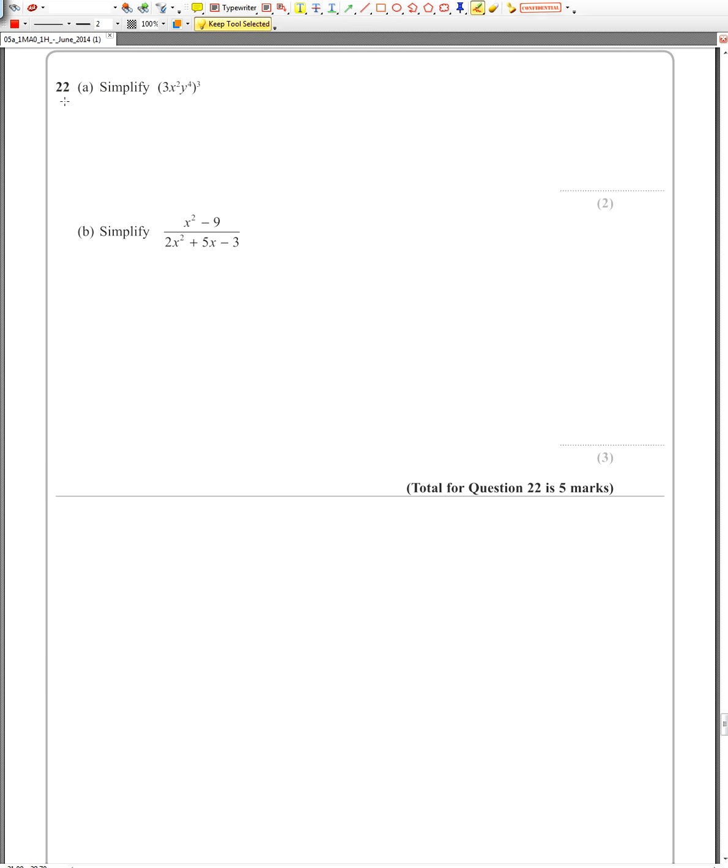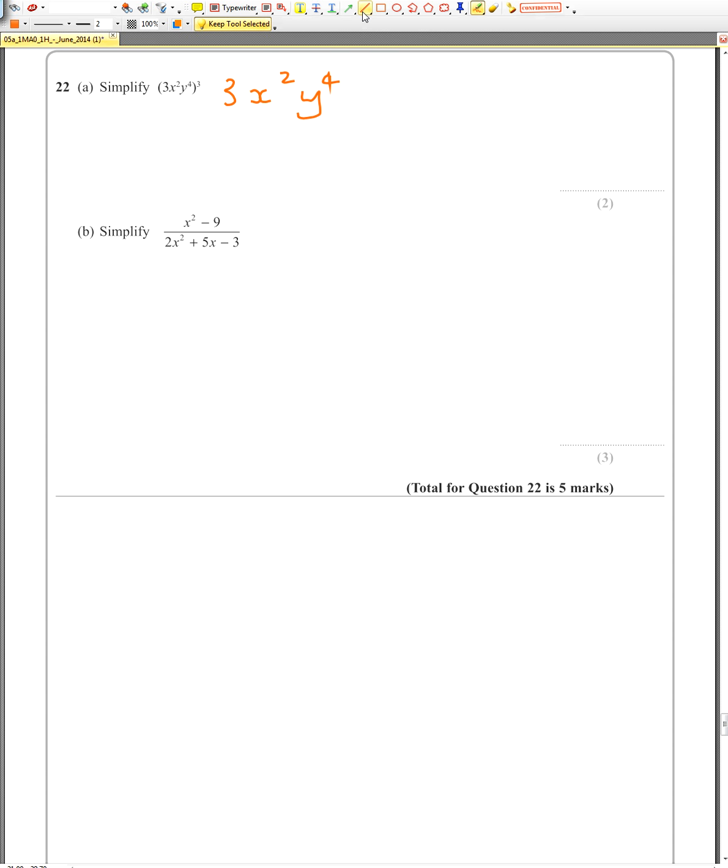So question number 22 states, simplify this. We have here indices: 3x squared y to the power of 4, all to the power of 3. One thing we must remember. Let's grab hold of a pen. Okay, so we can rewrite that as 3x squared y to the power of 4. Now all of this has been raised to the power of 3.